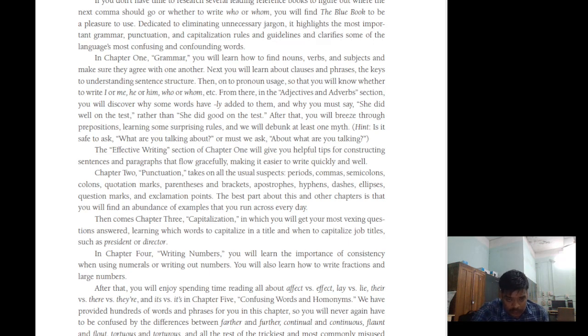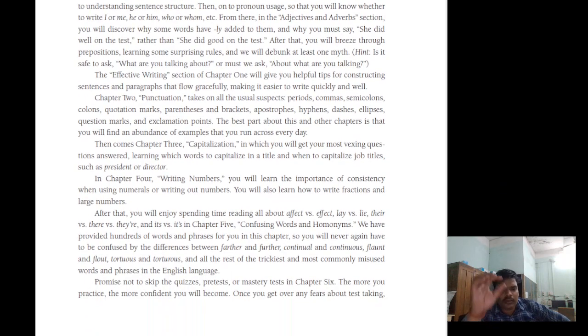After that, you will enjoy spending time reading all about affect versus effect, lay versus lie, there versus their versus they're, and its versus it's in Chapter 5, Confusing Words and Homonyms. We have provided hundreds of words and phrases for you in this chapter, so you will never again have to be confused by the difference between farther and further, continual versus continuous, plain and plane, tortuous and torturous, and all the rest of the trickiest and most commonly misused words and phrases in the English language.